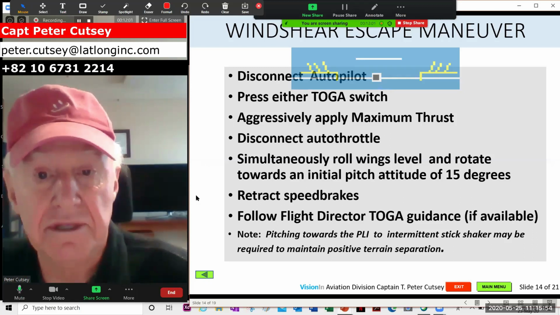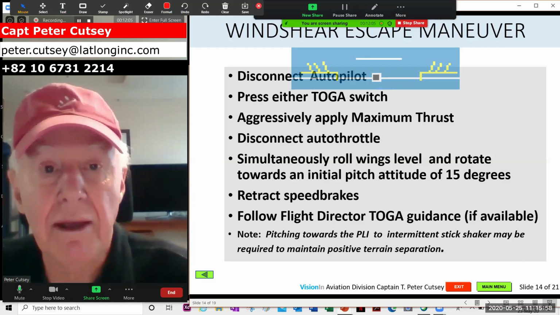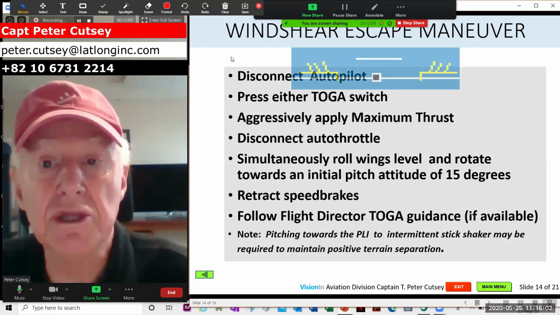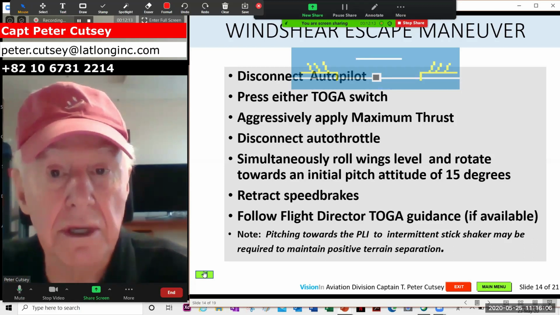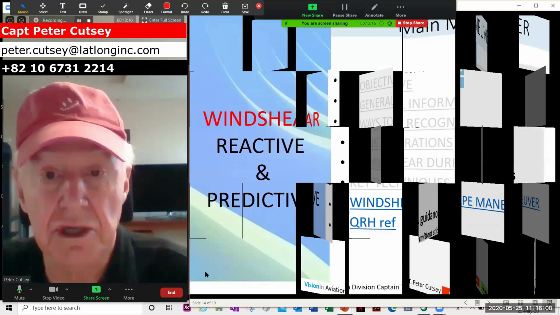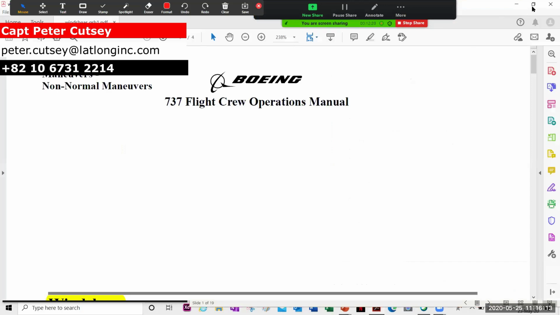So that is the wind shear escape maneuver. And pilot flying, when you initiate it, you announce "wind shear, wind shear." That means you are going to conduct this procedure. Let's have a look at the QRH.